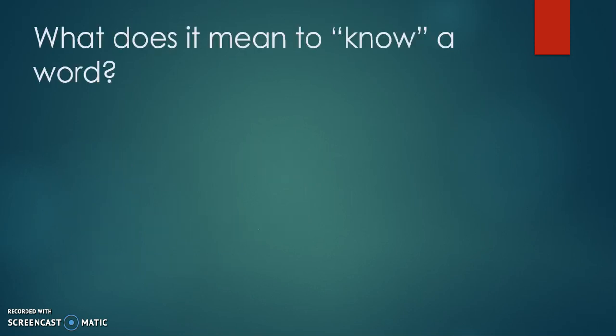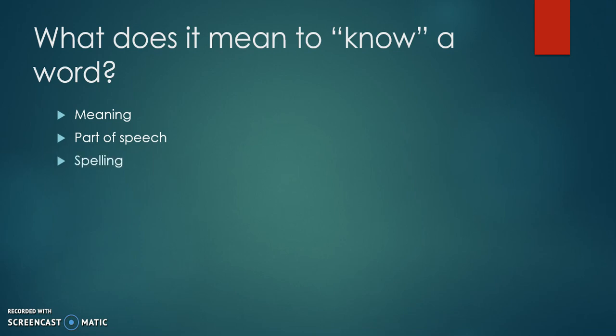So what does it actually mean to know a word? Obviously, we need to know what it means. But is that the only thing we need to know? What part of speech it is is very important. You need to know, is this word a noun, a verb, an adjective, or an adverb? And if the word you're learning is a noun, you need to figure out or look up what the verb is. Is there another form? Is there an adjective? Is there an adverb?